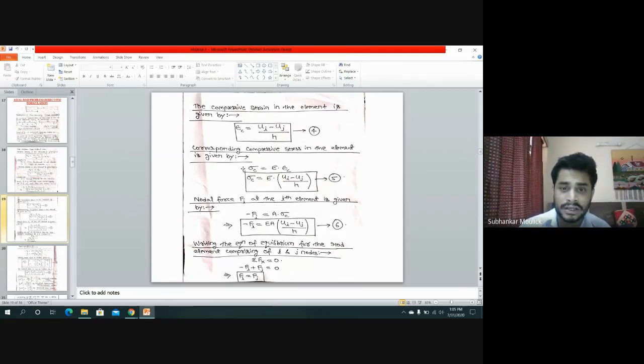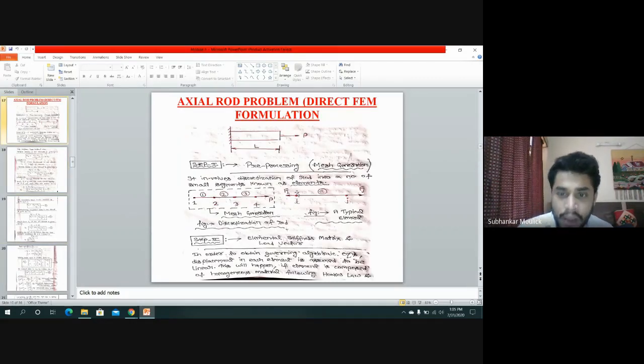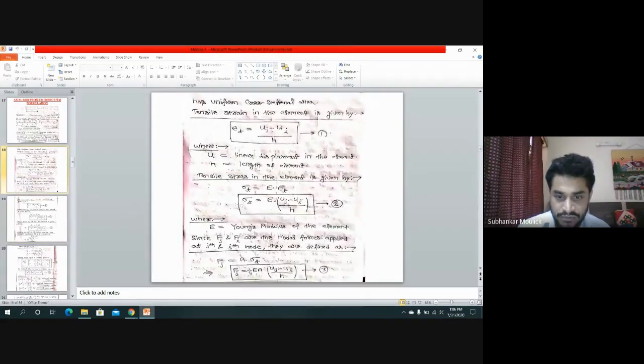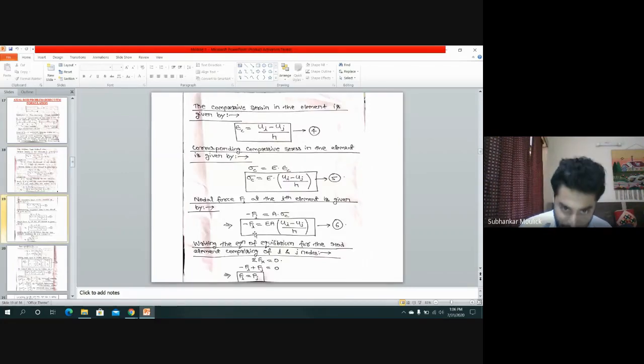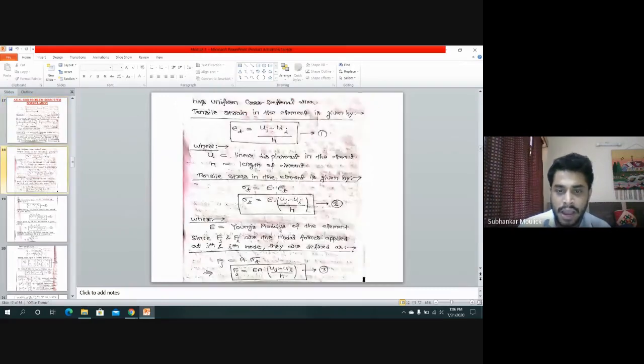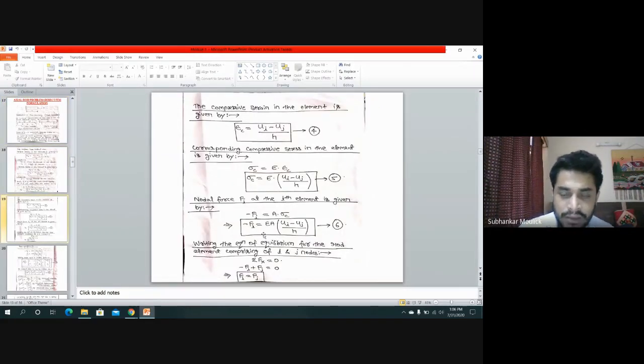Now, since we got the value of sigma c, we also calculated the nodal force Fi acting at node I and the nodal force Fj acting at node J. That is nothing but this equation. Fj is E into A, Uj minus Ui by H. And Fi will be in the negative direction, because the force is acting along the minus x direction, and it is given by minus Fi equals E into A, Ui minus Uj by H.